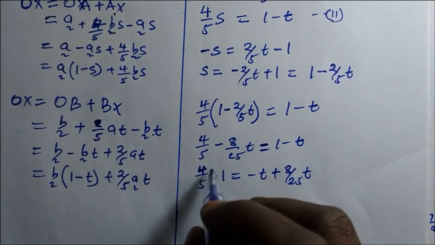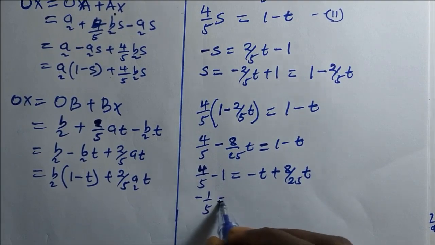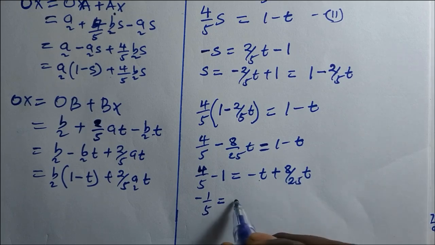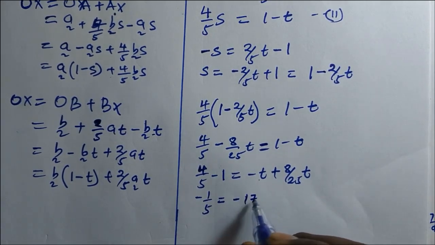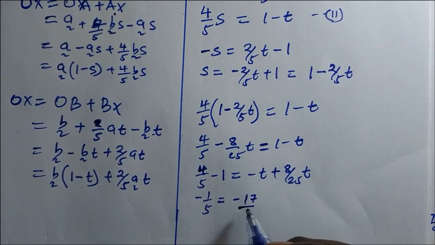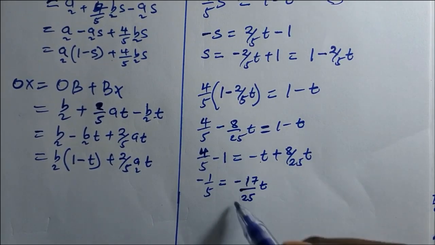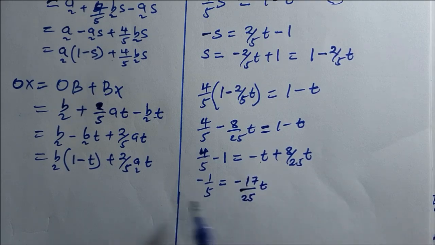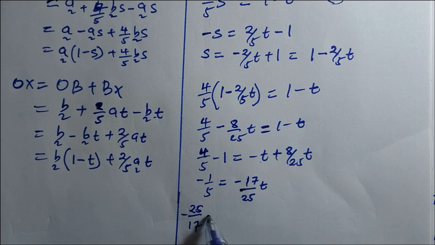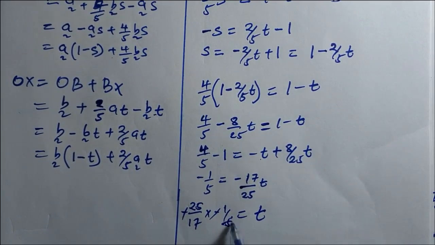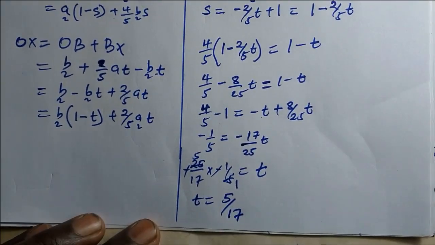So using your calculator, you will find that this one is going to be -1 over 5 is equal to -1T minus this one is going to be negative 17 over 25, and this is T. So to get T, we multiply both sides by the reciprocal. The reciprocal will be 25 over 17 times -1 over 5, and the negative will go, and this one will remain T. So 5 here once, here 5. So T is equal to 5 over 17. That is our T.